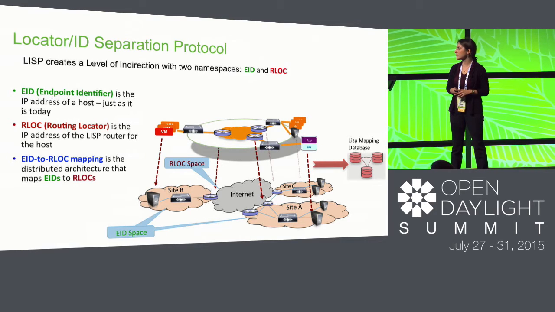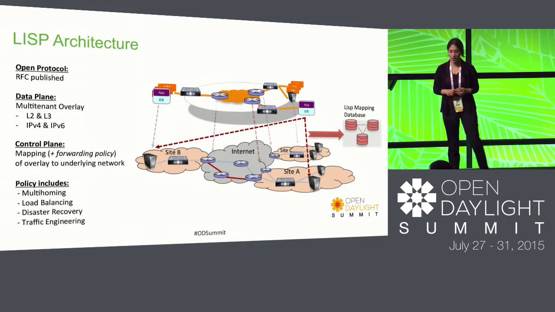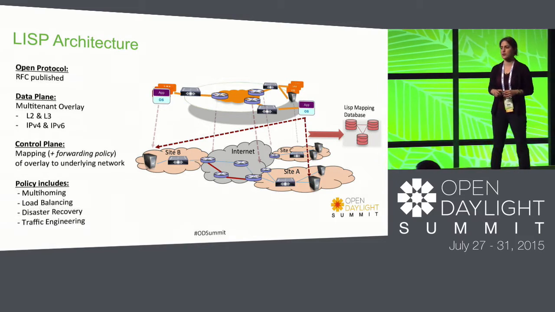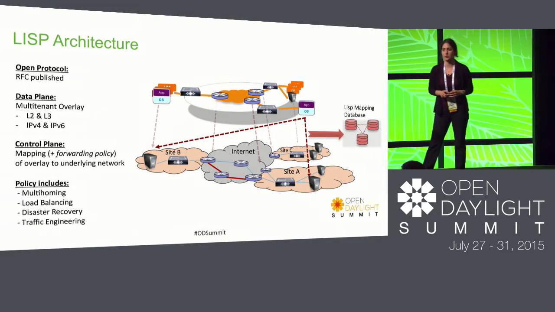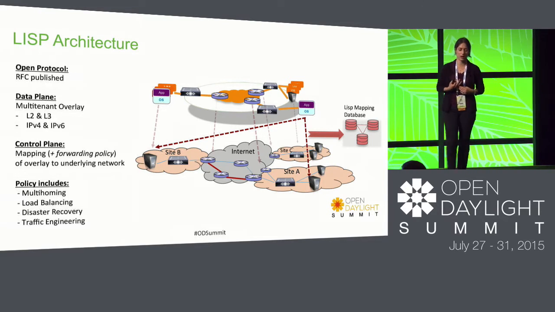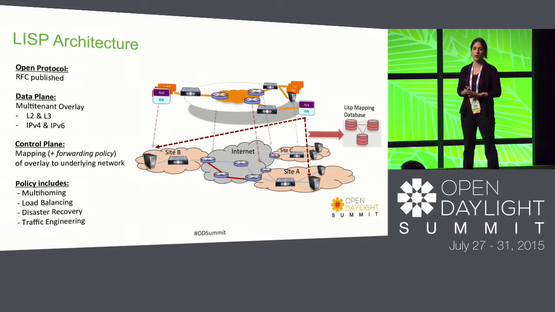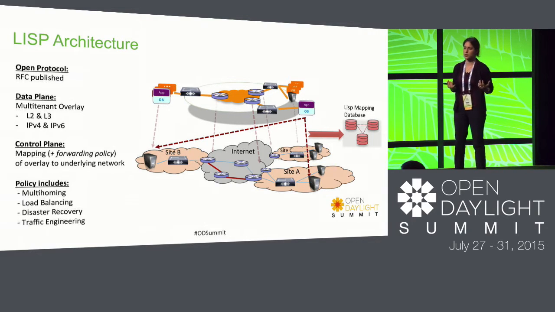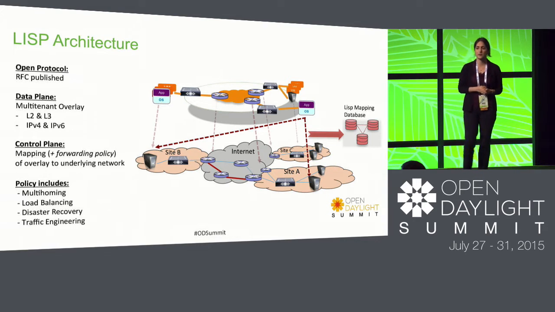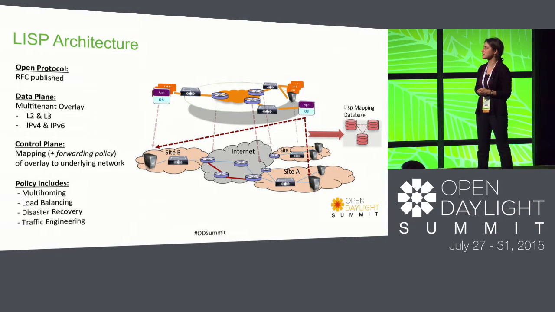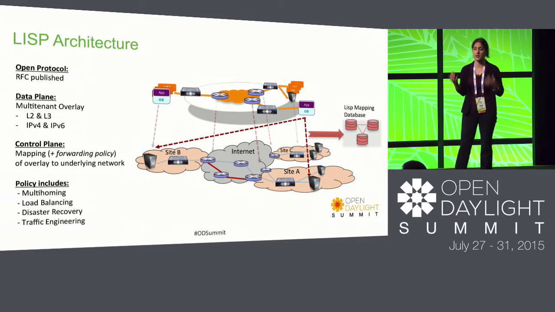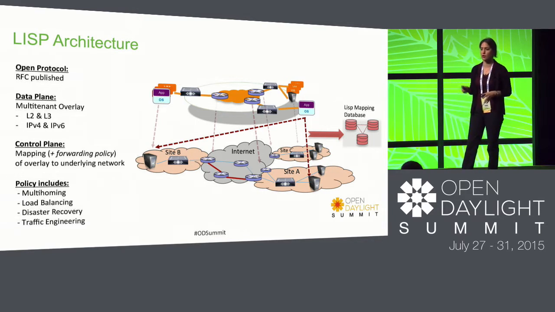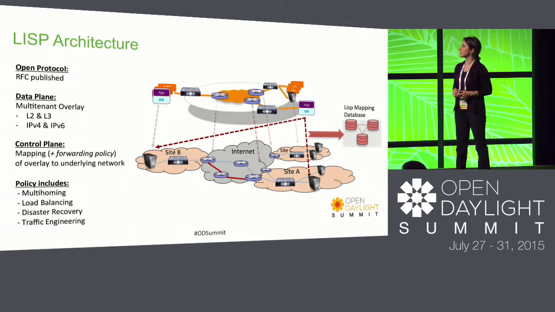With that, we can look at the architecture overall and look at what the Lisp architecture actually provides for us. So there are three main pieces to this architecture. One, there's the data plane, which is the basic encapsulation. It provides a multi-tenant overlay, and it supports L2 and L3 overlays, and IPv4 and IPv6 encapsulation, and basically any combination. So you can do v4 and v6, v6 and v4, v6 and v6, and so on.